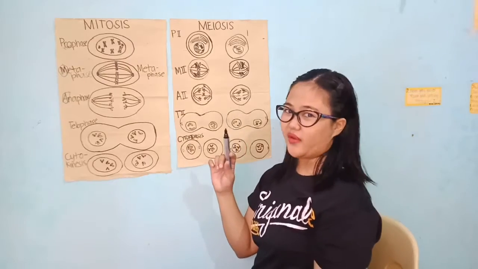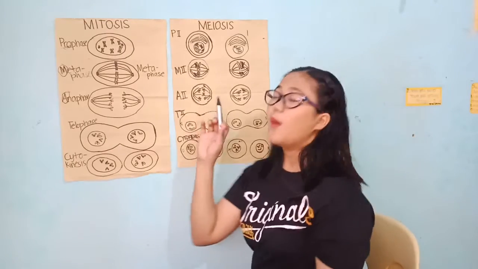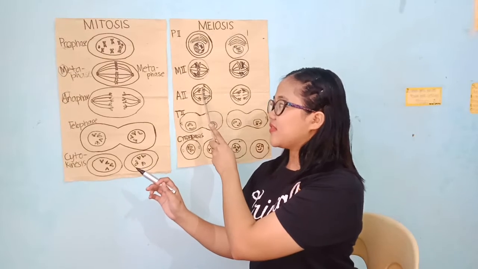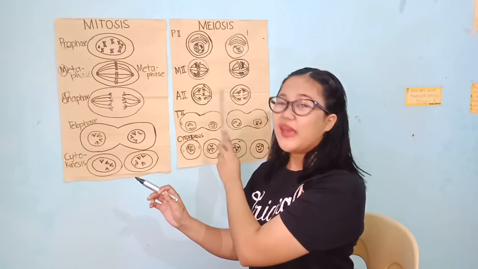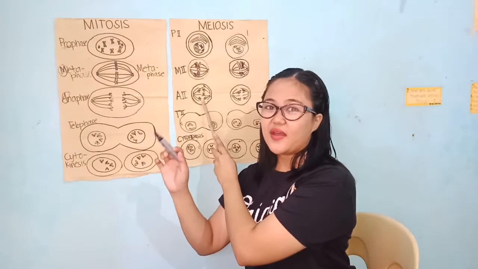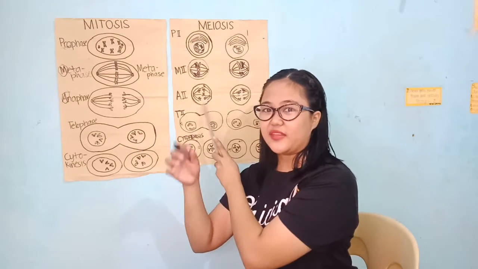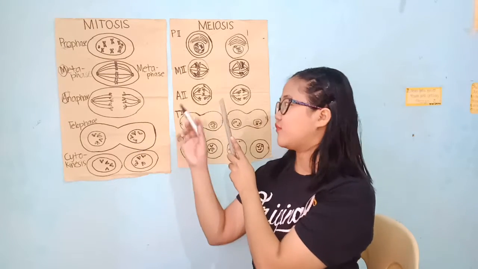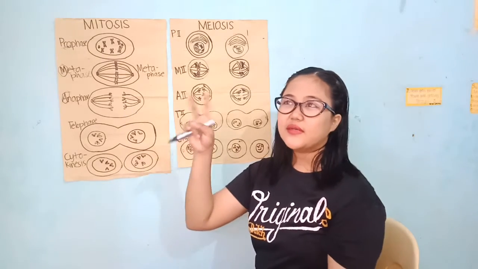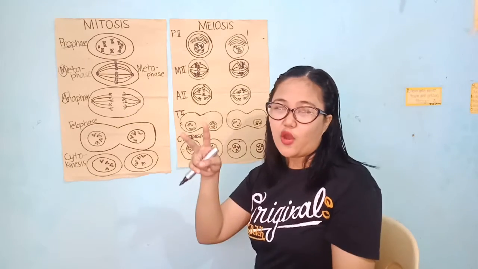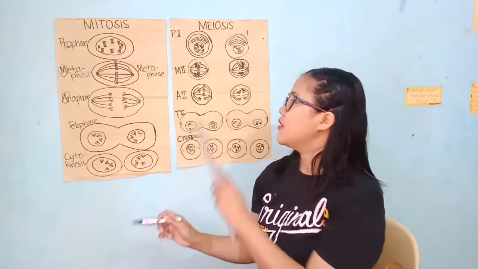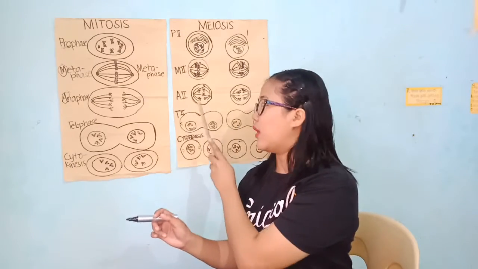In meiosis 1, it's the same, but the difference is it's not the chromatid that is moving away, it's the chromosome. So the chromosome is the DNA or genetic transfer, that's the chromosome. While the chromatid is the copy, or the other half of the chromosome. So A means away, anaphase 1.